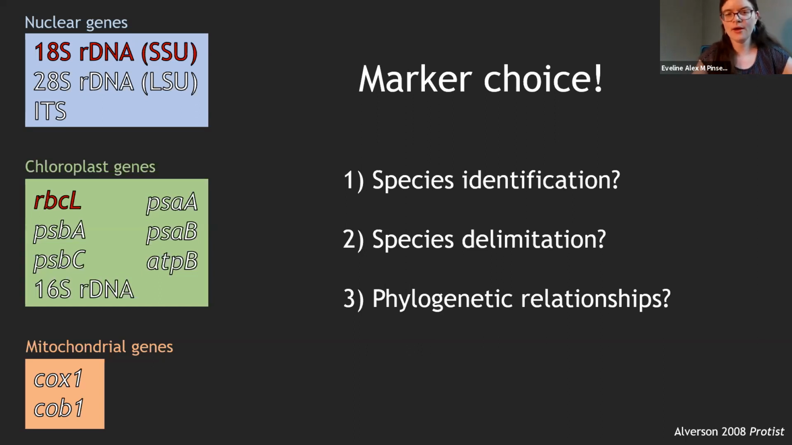And if you want to know more about marker resolution and which markers to choose, and the disadvantages and advantages between markers, I would still recommend the paper in Protist by Andy Alverson from 2008. It's more than a decade old, but I guess it's still a very good read if you are interested in molecular systematics and diatoms.